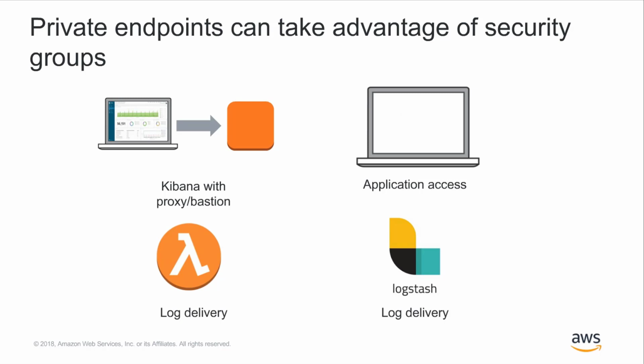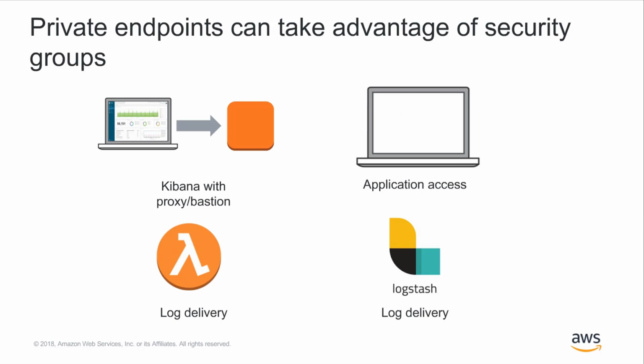Perhaps you're using Kibana and you want to talk to your Elasticsearch Service domain that is in a VPC. The common way to do that is to provide a proxy or a bastion host within your VPC so that you can send that traffic to Elasticsearch Service. Also, as we mentioned, quite frequently you'll have your application inside your VPC. So you need to be able to get traffic from your application itself to the Elasticsearch Service domain.